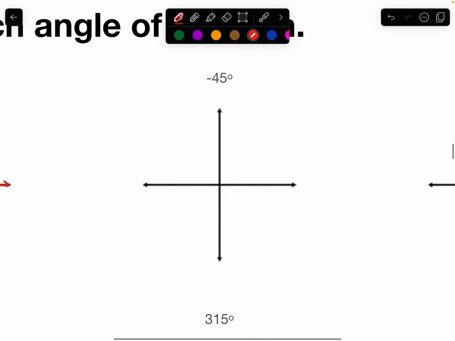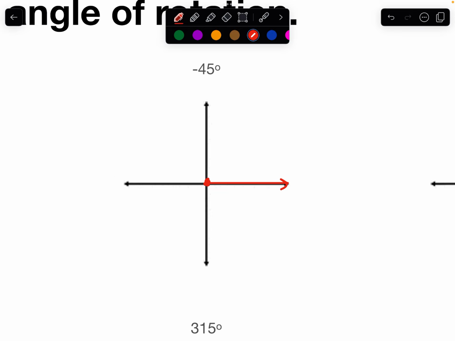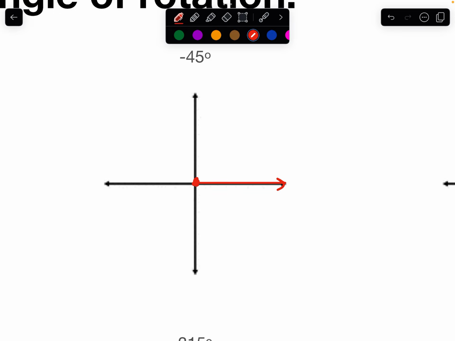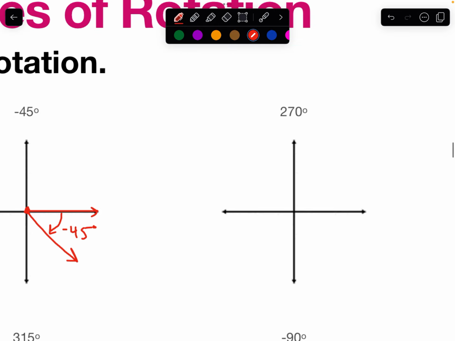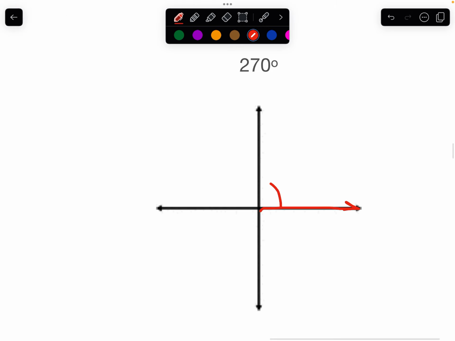Let's try negative 45. Here's our vertex. Here's the initial side. A negative angle is going to rotate down. 45 degrees would be halfway through this quadrant. Here's negative 45 degrees. Positive 270. Here's our initial side. That's 90. 90 more would be 180. 90 more would be exactly 270. So there's the terminal side of our angle right there. This was 270 degrees.